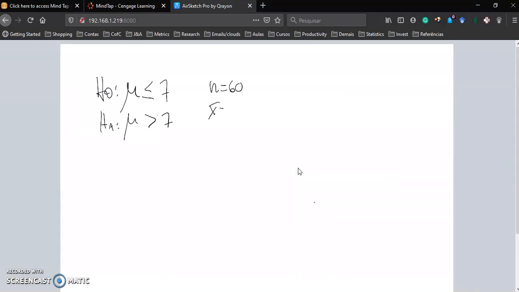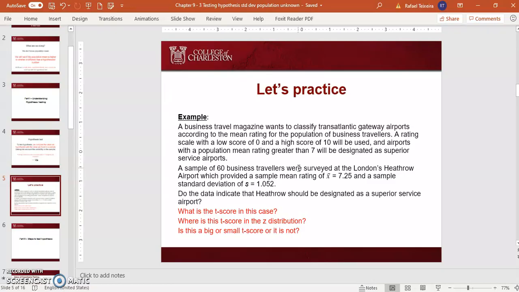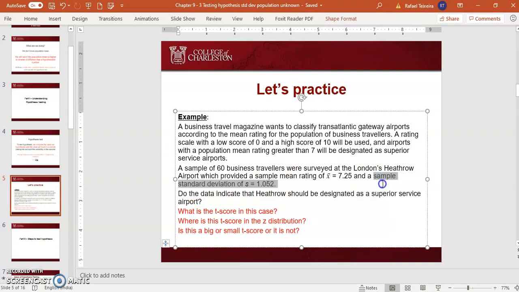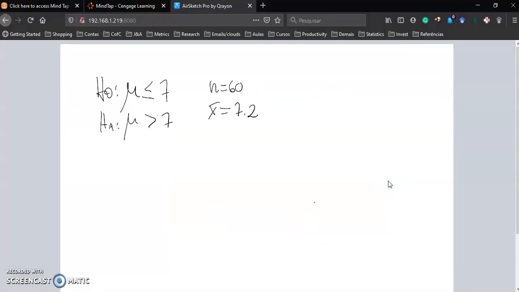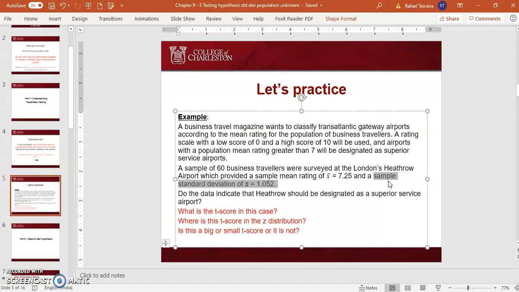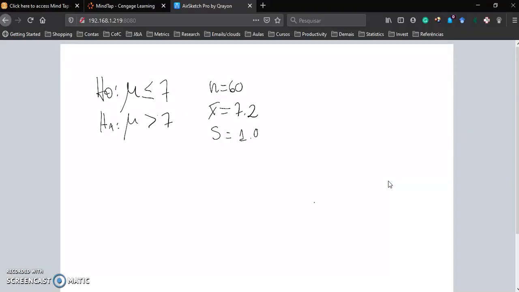So I have a sample mean rate of 7.2, and this is critical information here: sample standard deviation. It doesn't say population standard deviation. You have to pay attention to that. It says sample. So I have a sample standard deviation of 1.052, and because of that, I know that I have to use a t. I have to compute the t-score.